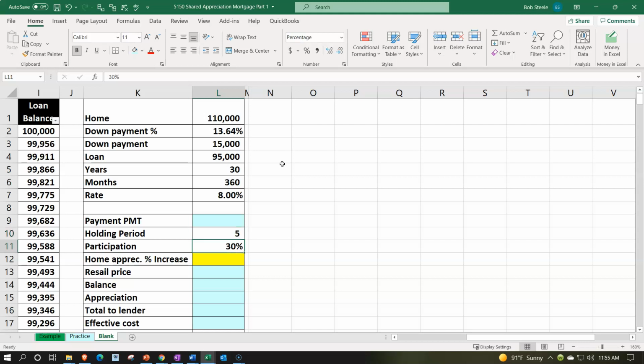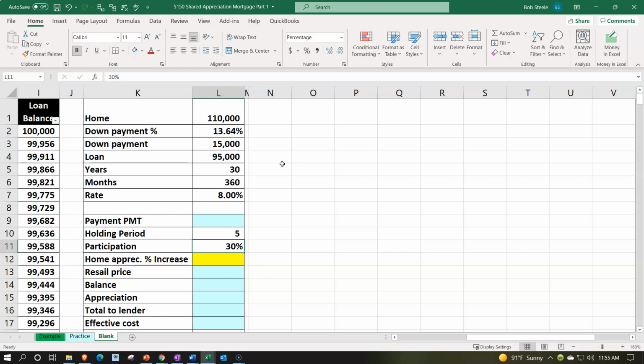And the participation is going to be the 30%, meaning basically the lender is going to want a piece of that increase in the property over the time frame, after that time frame of the 5 years in that case. Now, again, you could ask the question, okay, well, how long can I hold on to the property?